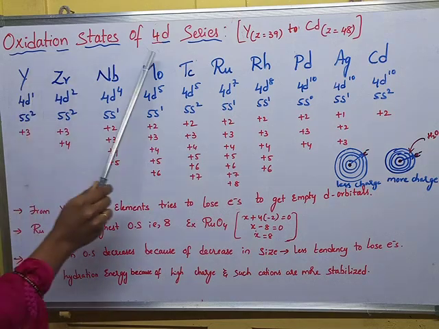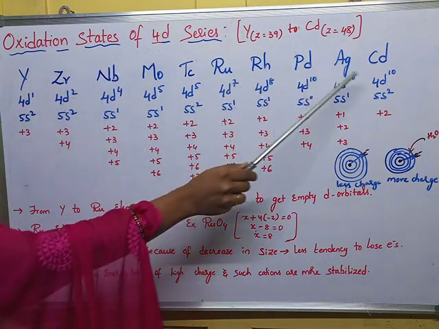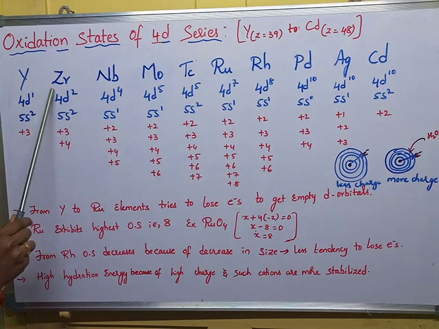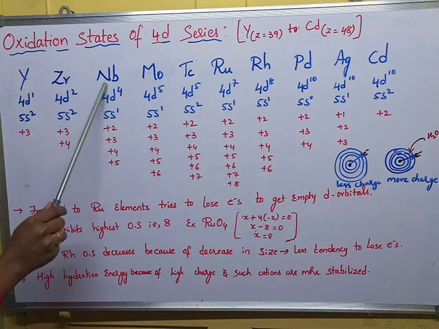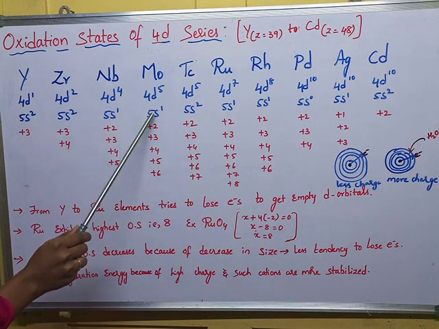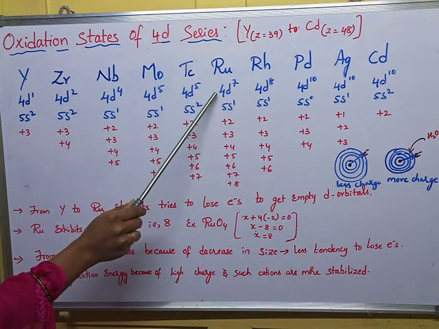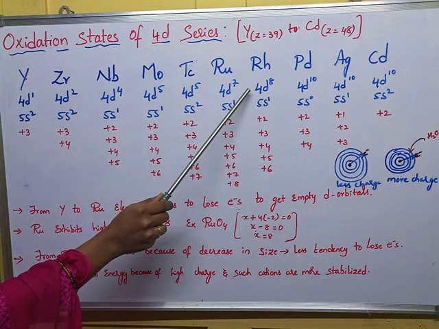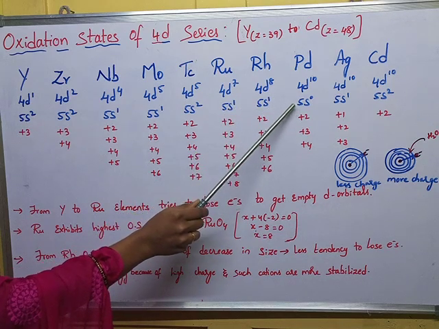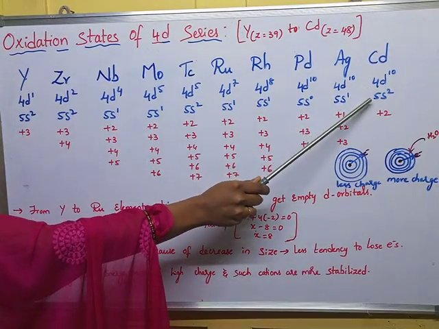Okay, so after this I'm writing about valence configuration. This is the valence configuration of these elements: yttrium 4d1 5s2, zirconium 4d2 5s2, niobium 4d4 5s1, molybdenum 4d5 5s1, technetium 4d5 5s2, ruthenium 4d7 5s1, rhodium 4d8 5s1, palladium 4d10 5s0, silver 4d10 5s1, cadmium 4d10 5s2.